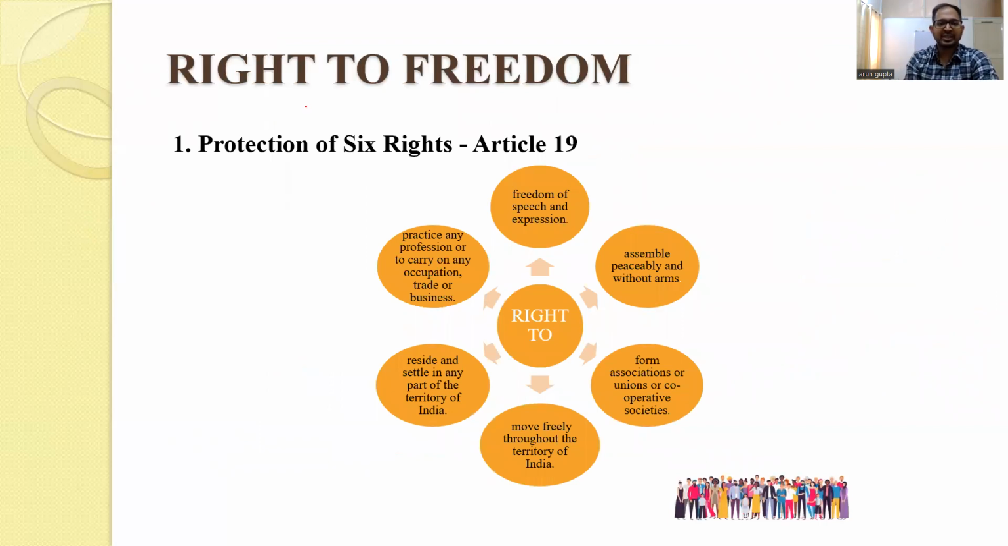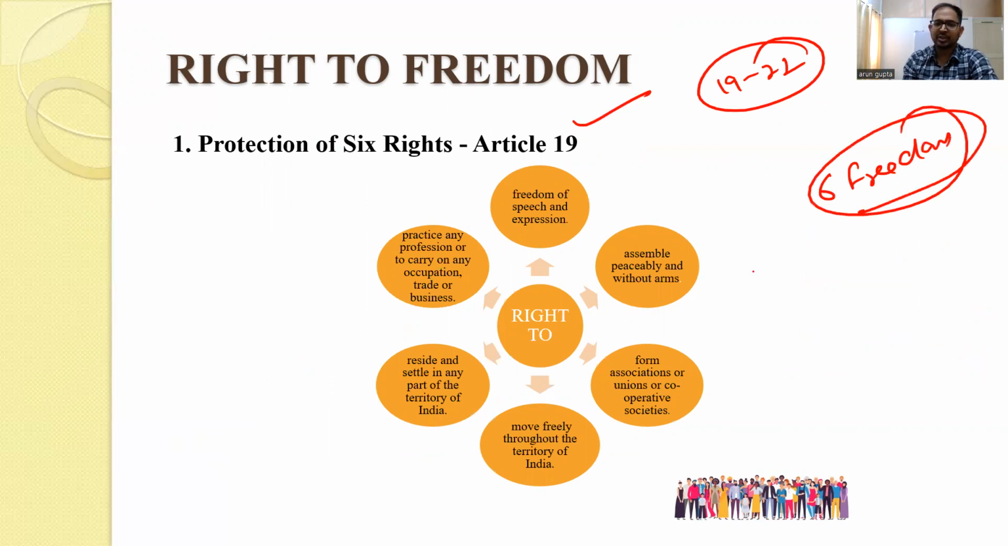Next, the second set of rights are right to freedom, Article 19 to 22. Under Article 19, there are 6 types of freedom available to every citizen of India. This includes freedom of speech and expression, freedom of assembly, to assemble peacefully and without arms, to form associations or unions or cooperative societies, freedom to move freely throughout the territory of India, freedom to reside and settle in any part of the territory of India, and freedom to practice any profession or to carry out any occupation, trade, and business. Here is speech and expression, assembly, forming of associations, free movement, free residency, and free profession. These are 6 fundamental rights within one right, that is Article 19.